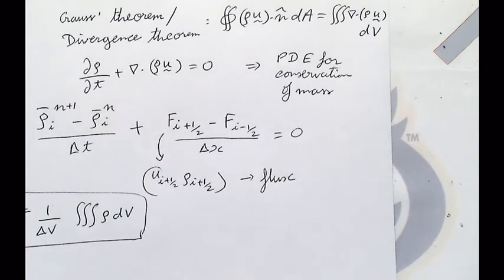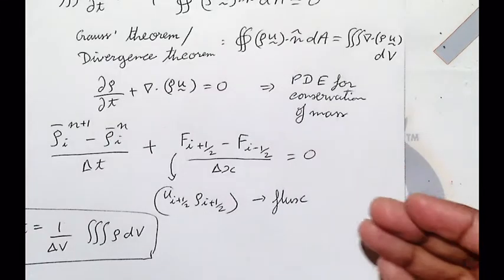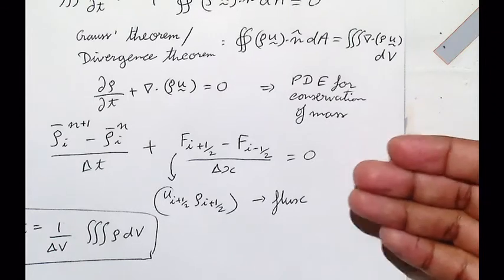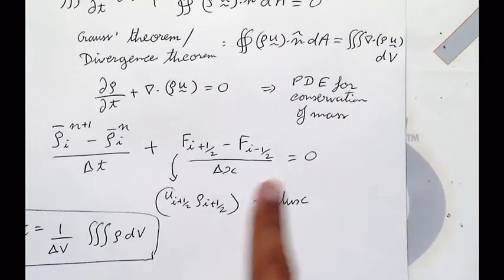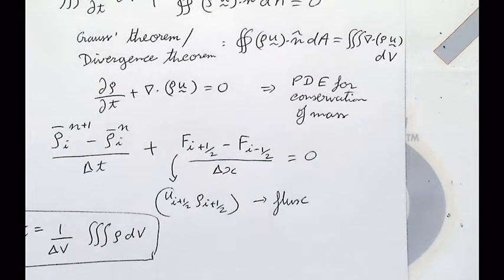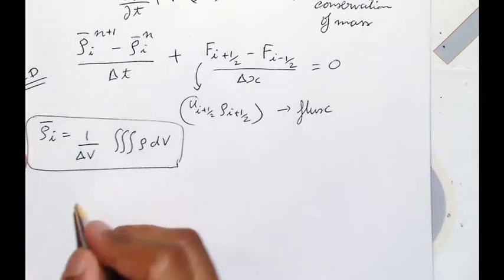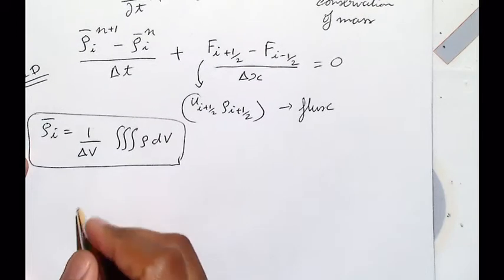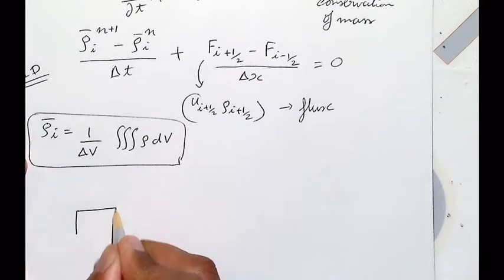Okay. So it's very nice in that sense that it stays very consistent. So we'll get a similar term as this for y and for z. So let's see how that happens. So let's draw a 3D cell.